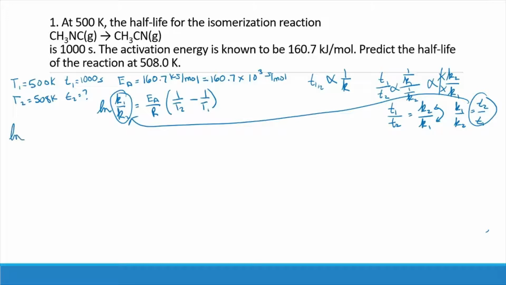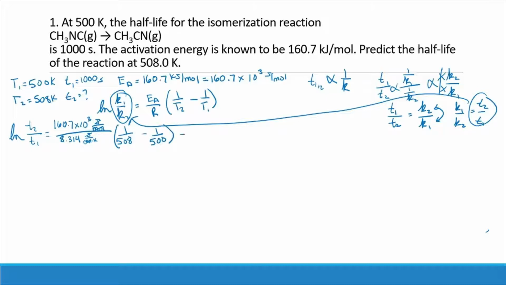So now let's go ahead and start plugging and chugging. I'm just going to, for now, write this as T2 over T1, even though we know T1. I'm just going to do that for now and focus on the right side. We know our activation energy is 160.7 times 10 to the third joules per mole, and we're dividing that by R, which is 8.314 joules per mole times Kelvin. So we can see joules and moles cancel, times 1 over T2, which is 508, minus 1 over T1, which is 500.